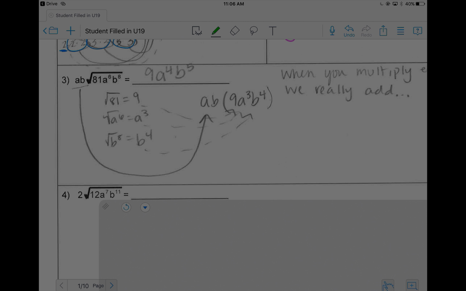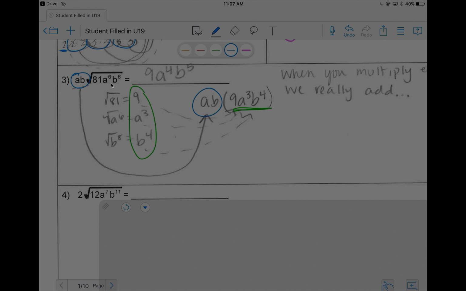So problem 3 has been done for us. The square root of 81 is 9. The square root of a to the 6 is a cubed because 6 divided by 2 is 3. And the square root of b to the 8 is b to the 4 because 8 divided by 2 is 4. Now all of these pieces are outside of the square root, so that's gone here. And then this AB that was out front has stayed out front.